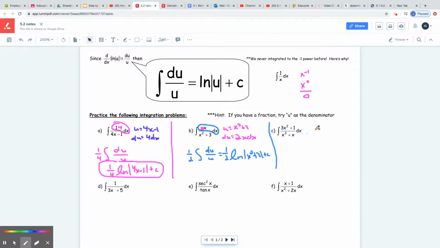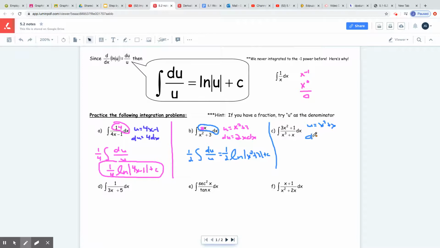All right. So if I make u the denominator, x cubed plus x, then du is 3x squared plus 1. And 3x squared plus 1 is already there, along with my dx. So I don't need to add anything.